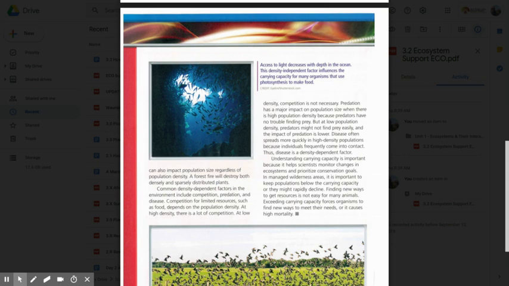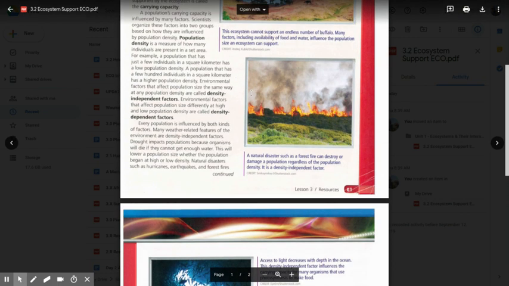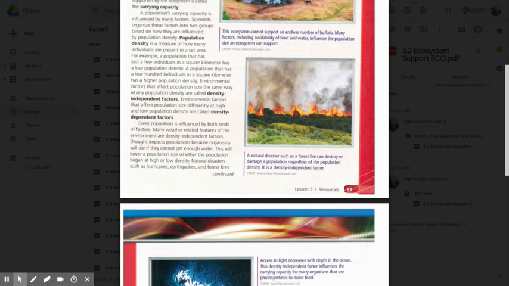This density-independent factor influences the carrying capacity for many organisms that use photosynthesis to make food. A natural disaster such as a forest fire can destroy or damage a population regardless of the population density. It is a density-independent factor.